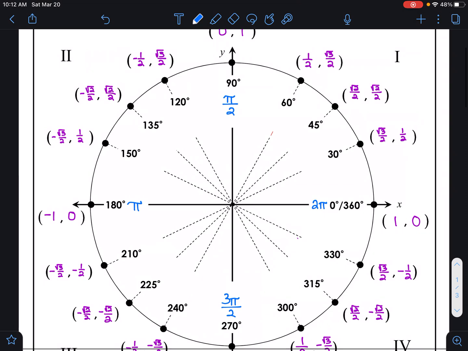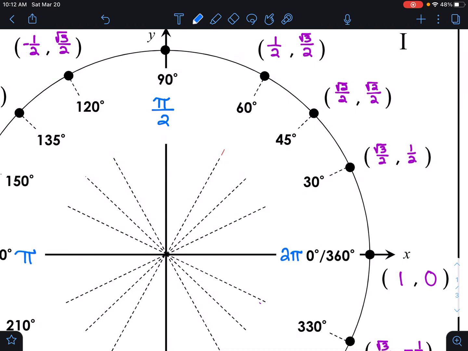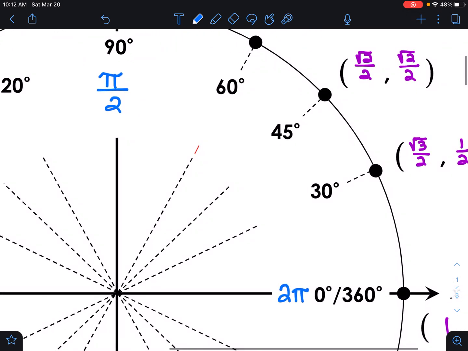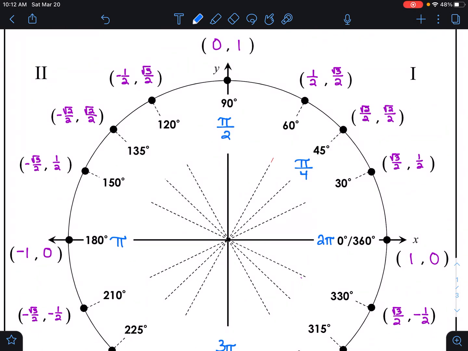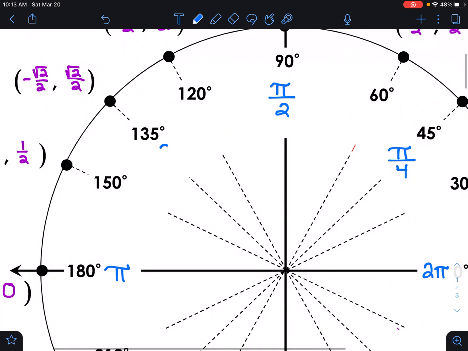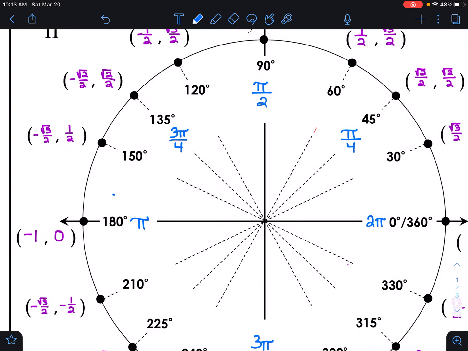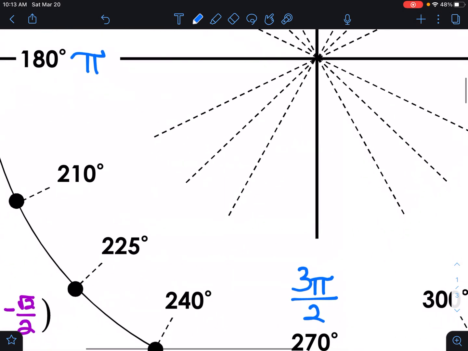All right, so let's kind of go with the 45 now. 45 degrees. If 90 degrees is a half pi, what is 45? Well, half of a half is a fourth. So this is 1/4 pi, also known as pi over 4. Okay, so this is 1 pi over 4, 2 pi over 4, reduced to a half. So that means this is 3 pi over 4. This would be 4 pi over 4, or 1 pi, meaning this would be 5 pi over 4.